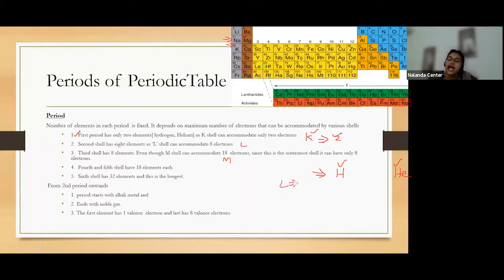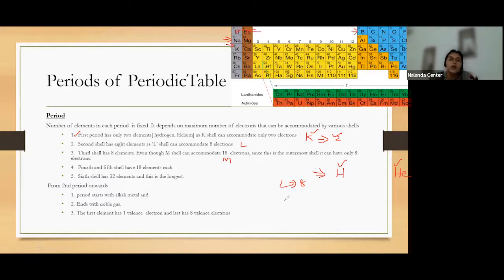The L shell can have 8 electrons. So the second period, made up of lithium, beryllium, boron, carbon, nitrogen, oxygen, fluorine and neon, has 8 elements.